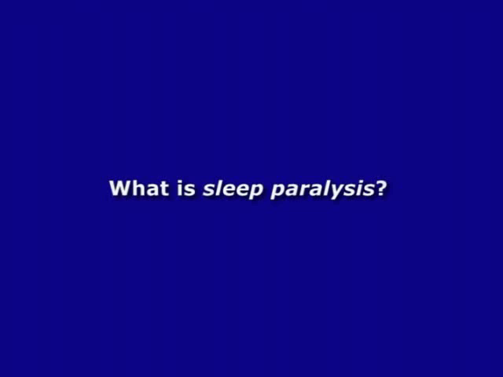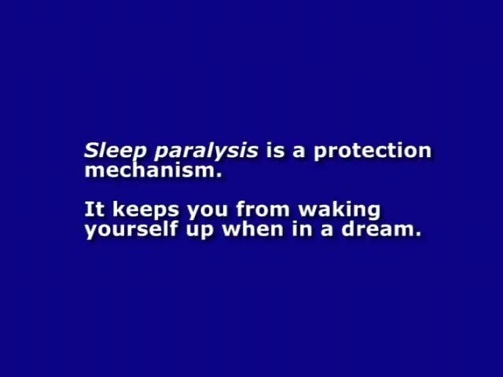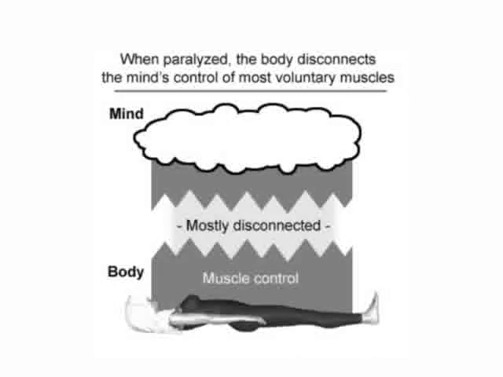What is sleep paralysis? Sleep paralysis is a protection mechanism the body uses when you sleep. If you dream you're doing something very active, such as running, and you're not in sleep paralysis, then your body might start to make the motion of running while you're in bed and you'll wake yourself up. To prevent that from happening, the body disconnects the voluntary muscle system from the mind, so you can dream all you like without the body accidentally responding.